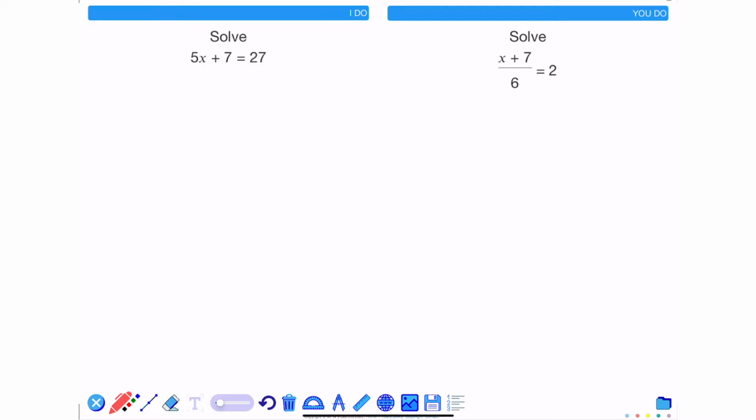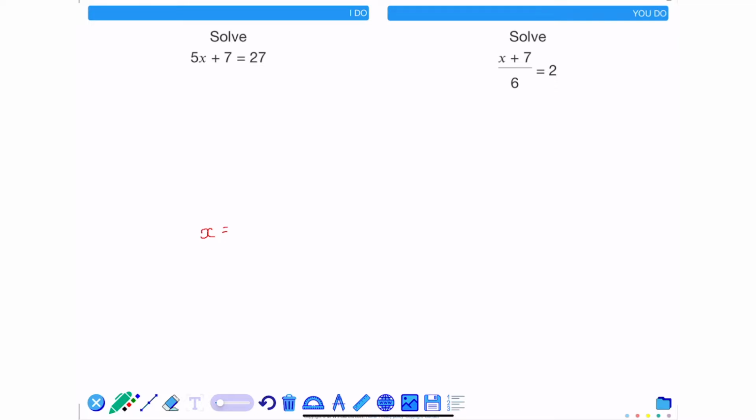In this video, we're going to be looking at how we can solve a two-step equation. Looking at the example on the left-hand side, in order to solve 5x plus 7 is equal to 27, I need to know what x is. In order to solve an equation, we use inverse operations.